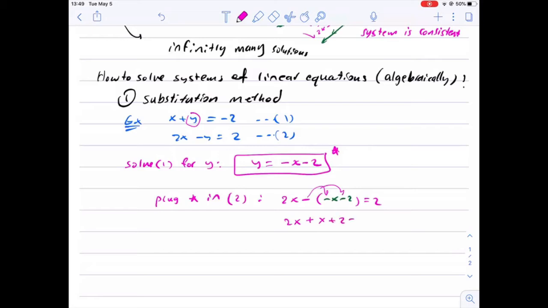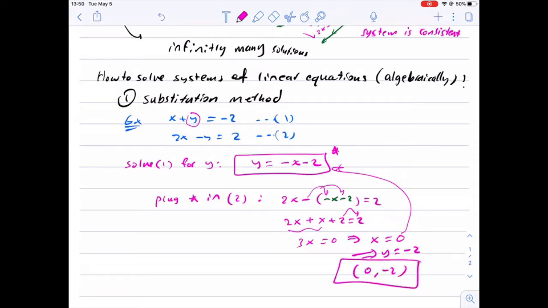So plus x plus 2 equals 2, and then 3x equals, when we bring this to the right hand side, it becomes -2, and we have plus 2 is 0. Divide by 3 on both sides, you get x equals 0. Now if x equals 0, then what is the value of y? We just plug this into star to get the value of y. y equals -2. So the solution is (0, -2).